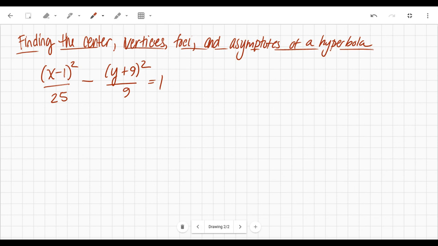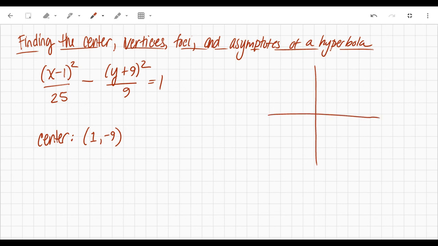First of all, our center will be at 1, -9. Okay. I would definitely do a little sketch to the side, just a sketch. Okay. 1, -9 is the center. We know it's going to be left to right again because x comes first. So I could go right 5, 2, 3, 4, 5.